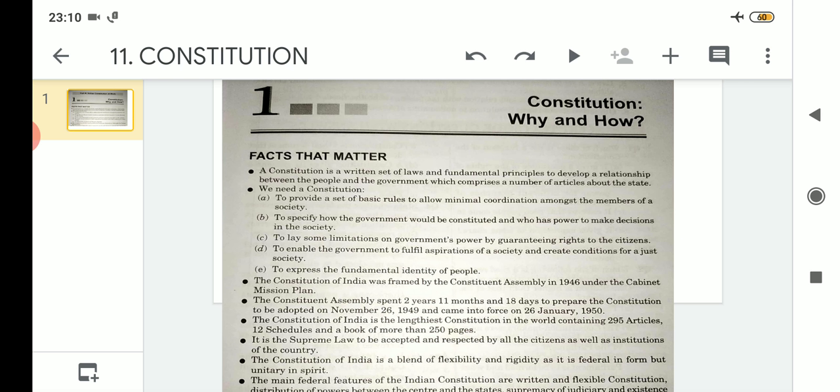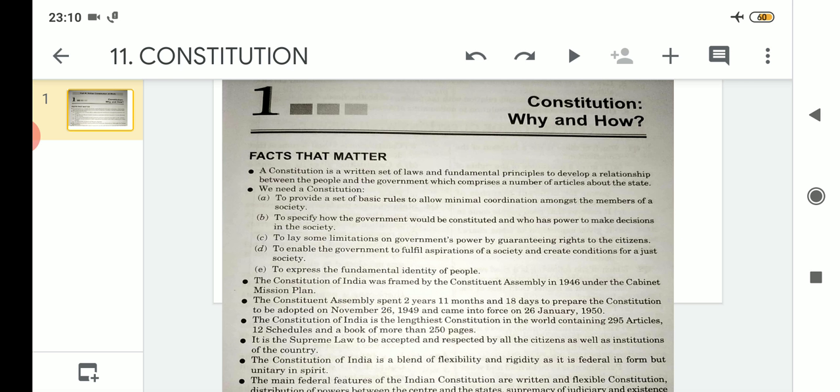Clear? So till now we have read about the definition of the constitution, and we also read about why we need a constitution under 5 subpoints. Now, related to the Constitution of India, the Constitution of India was framed by the Constituent Assembly in 1946 under the Cabinet Mission Plan.